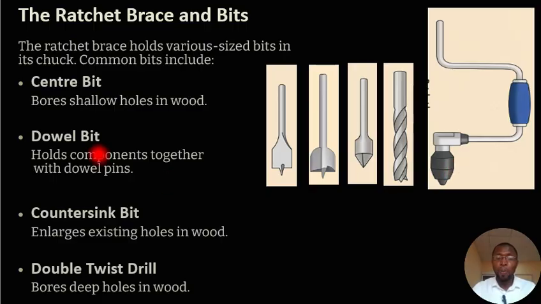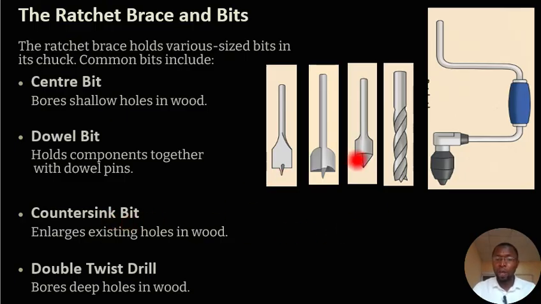Okay, so we use the dowel bit to make such a hole, so that there will be a pin that can pin the two holes together. All right, so this is a sample of a dowel bit, and we have the countersink bit. This is used for enlarging an existing hole. Maybe the hole you have produced in the first place is not big enough. Then you can use the countersink bit.